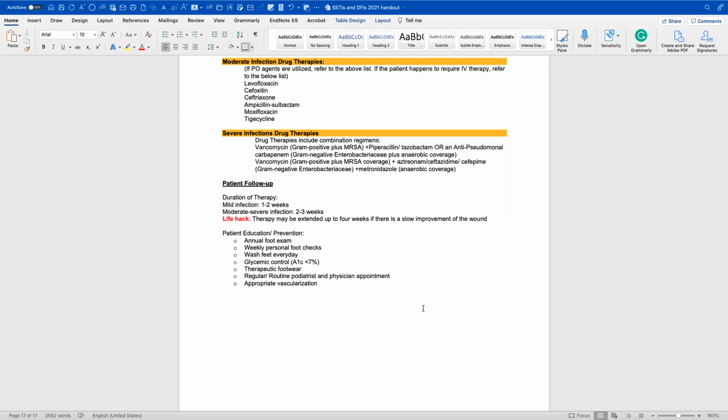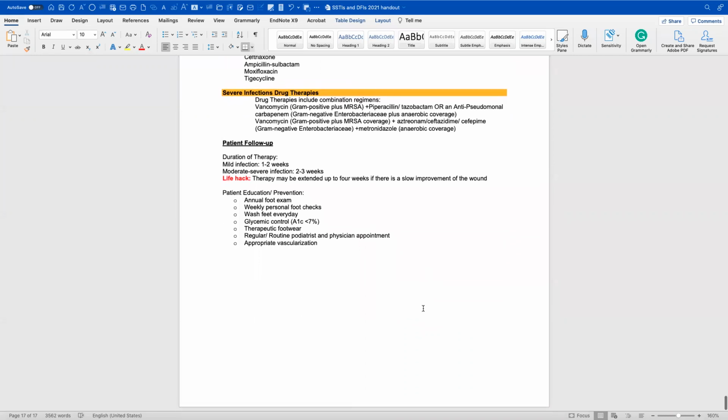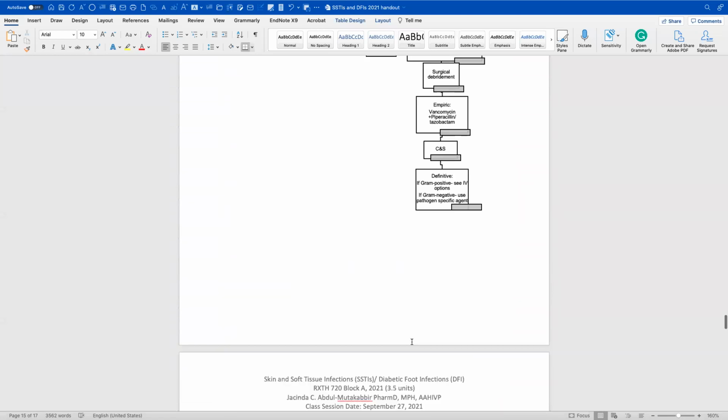So patient education and prevention. We also want to make sure that we are educating them on proper foot care, on proper diabetes control, therapeutic footwear, appropriate vascularization, annual foot exam, weekly personal foot checks. We just want to make sure that we're keeping this in mind. So that is SSTIs and diabetic foot infections.